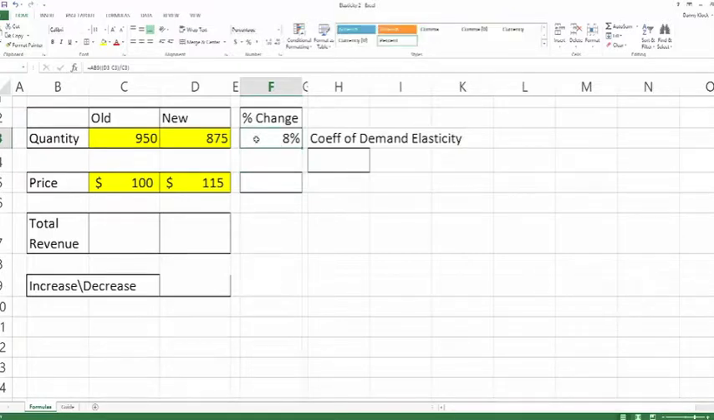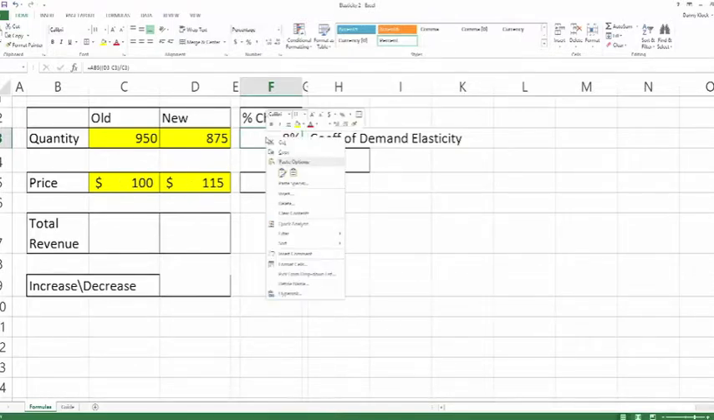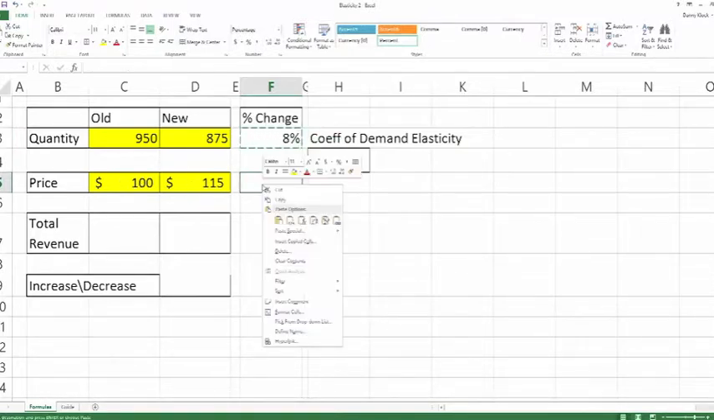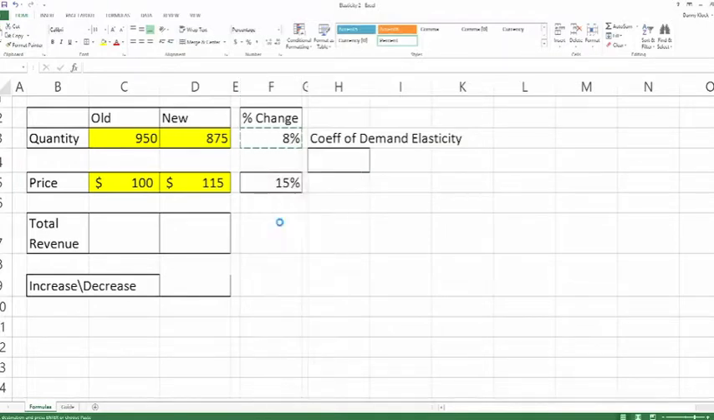It's the same formula down here for price, basically, but 2 rows down. So I'm just going to do a quick copy and then paste it down here. And this is the 15%. If I get squiggly lines up above, I hit my escape key once to get rid of those. So there are my percent changes, the quantity and price.